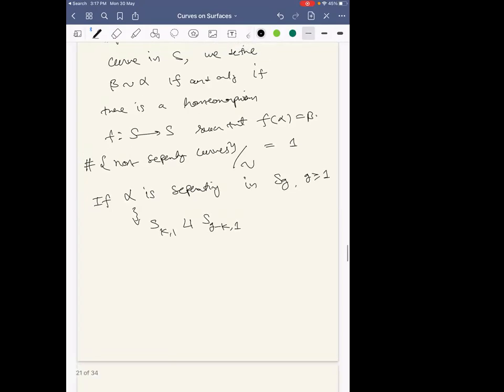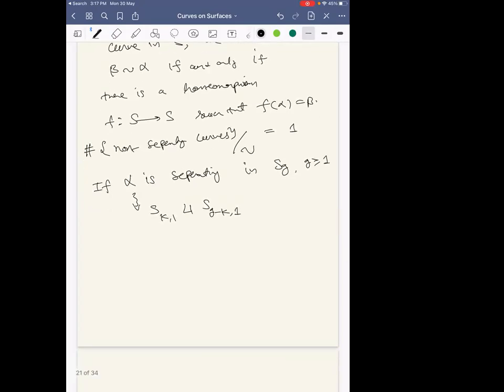So similarly, you can define an equivalence here. Now the question is how many equivalence classes are there? If you want to count separating curves up to the same equivalence, what is this number? Anyone?